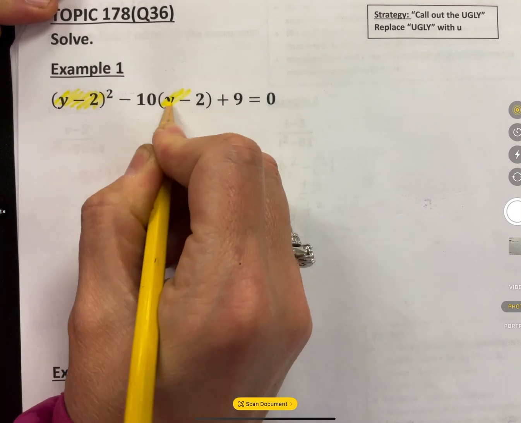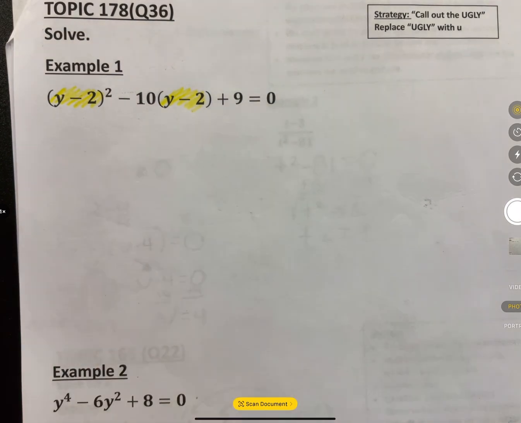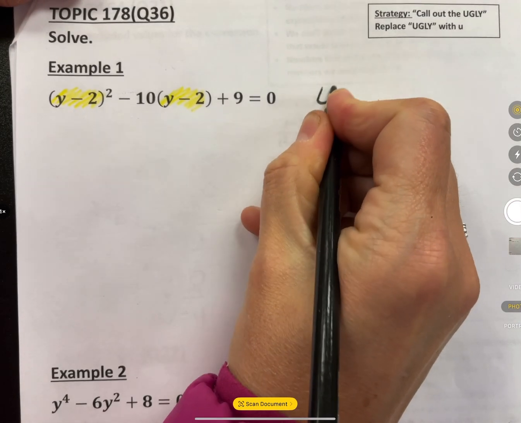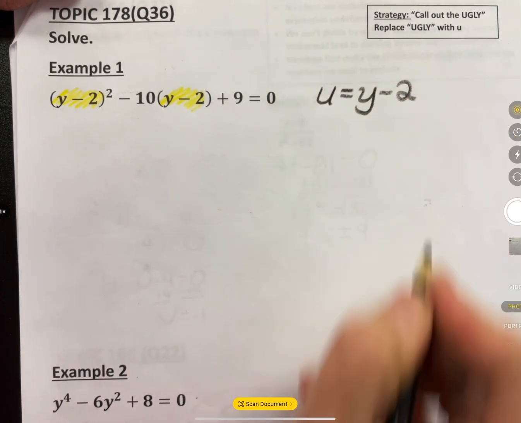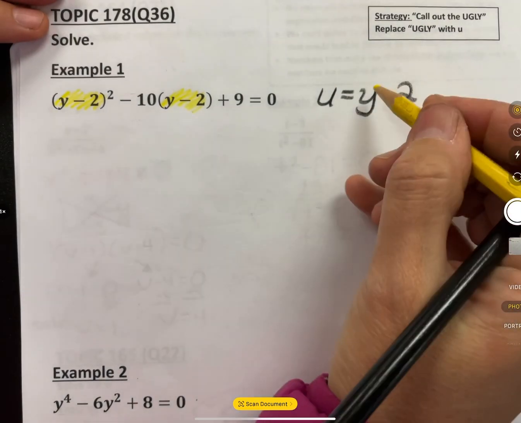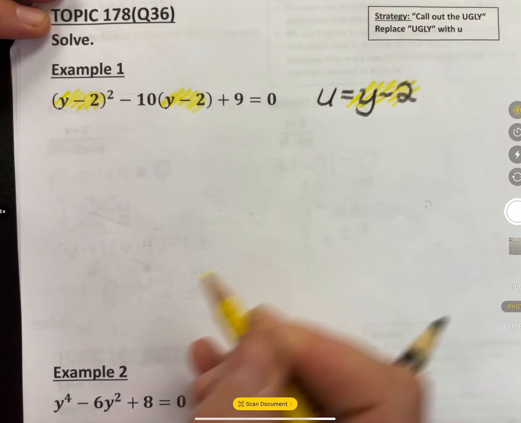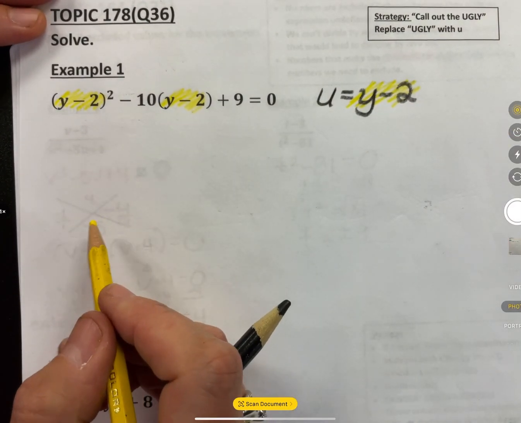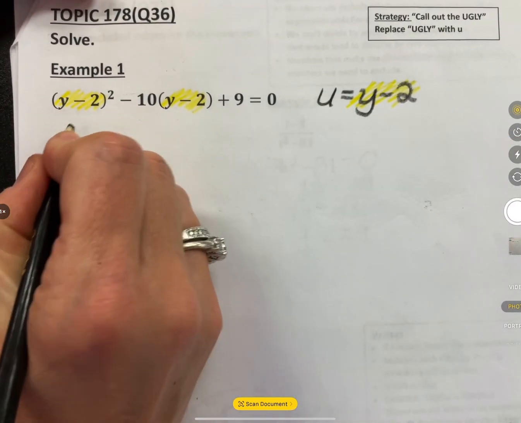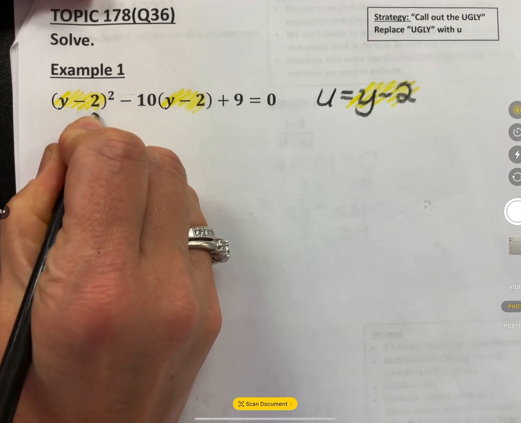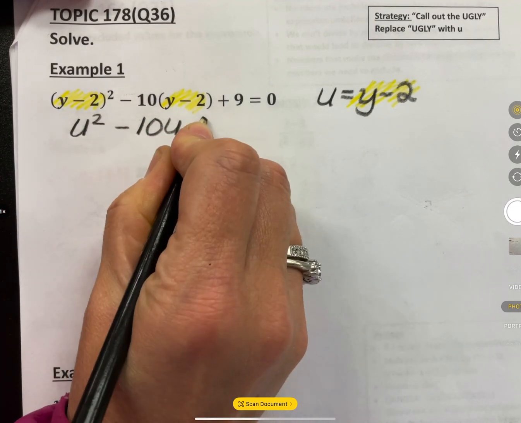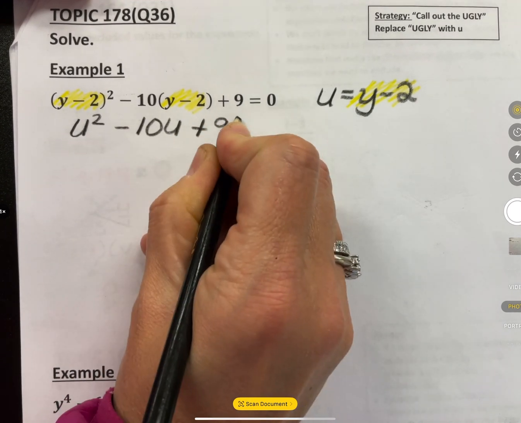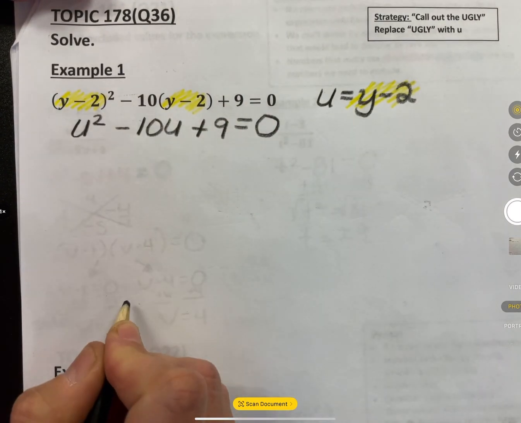All right, so we have y minus 2. So I'm going to use u for ugly. I'm going to say u is equal to y minus 2. Okay, so calling out the ugly, I'm going to go through and replace all the y minus 2's with u. So this becomes u squared minus 10u plus 9 is equal to 0.